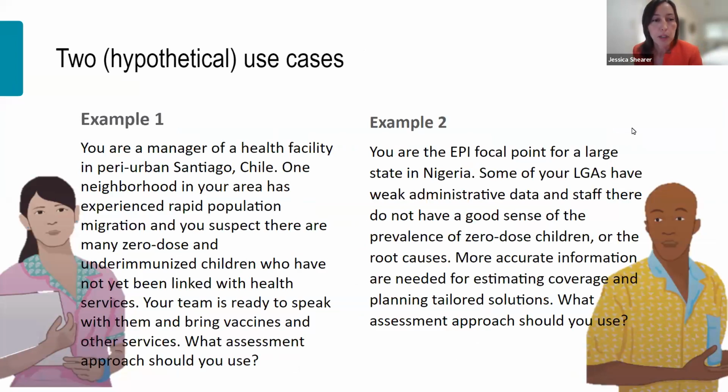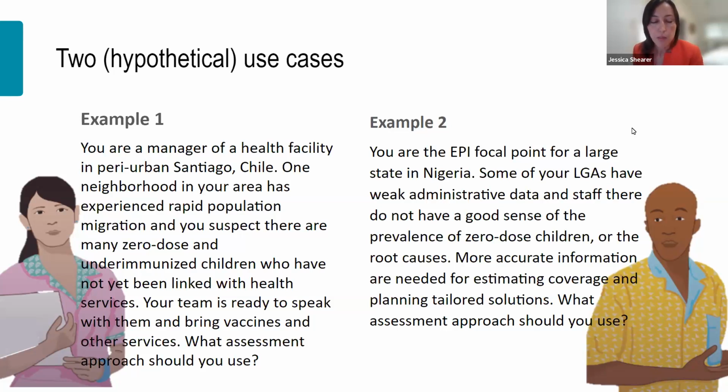So the first example, she's a manager of a health facility in peri-urban Santiago, Chile. One neighborhood in her area has experienced rapid population migration, and she suspects there are many zero-dose and under-immunized children who have not yet been linked with health services. Her team is ready to speak with them and bring vaccines and other services to this community. So what assessment approach should she use?